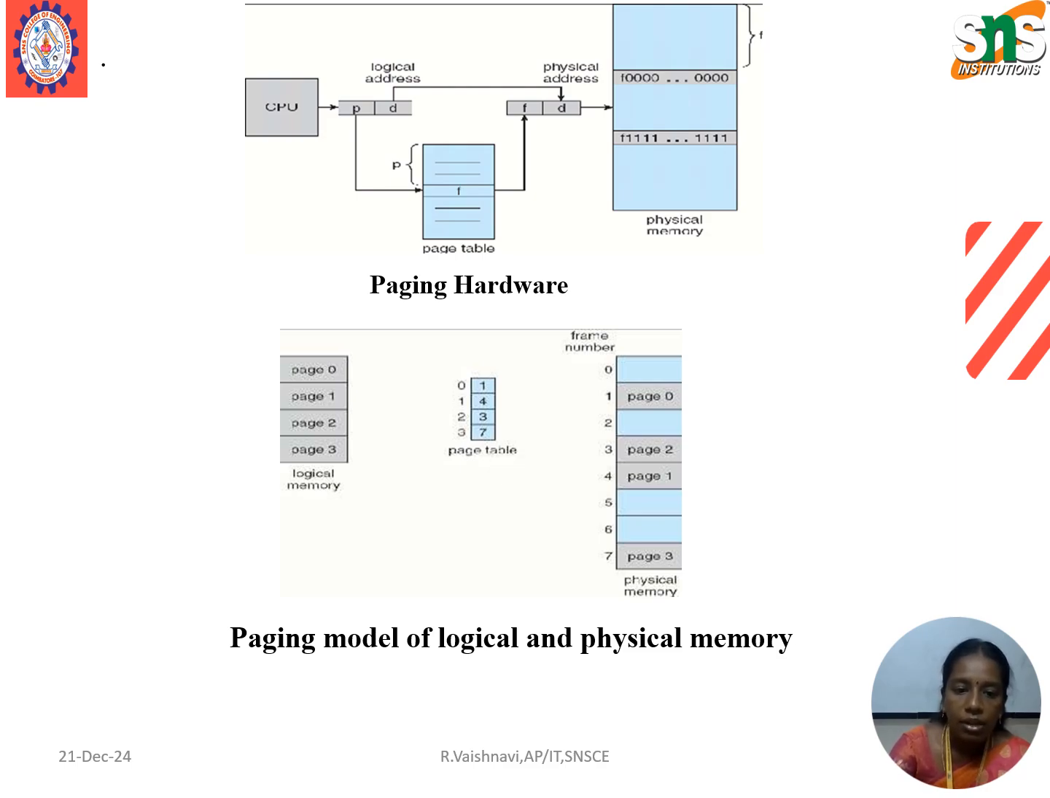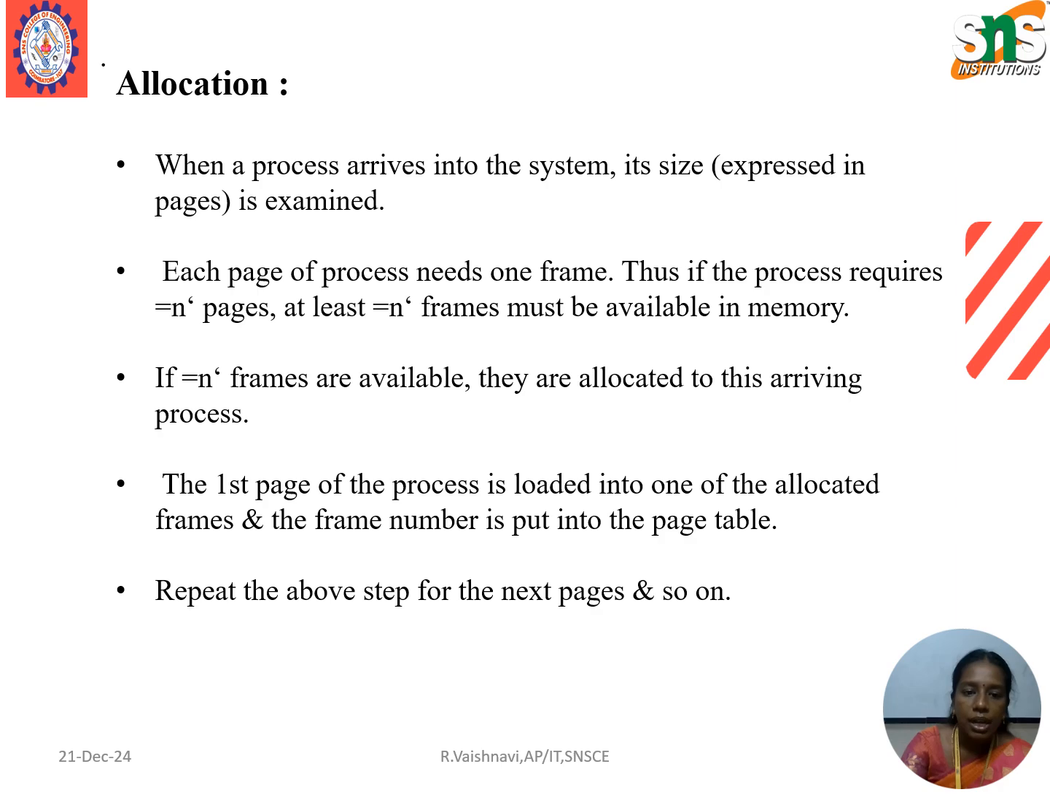Next one, we have the paging model of the logical and the physical memory. In logical memory we have pages 0, 1, 2 and 3. In between we have the page table. According to the page table, the memory allocation happens in the physical memory blocks. On the side we have the frame number. According to the frame number, the allocation will happen. Next one will be the allocation.